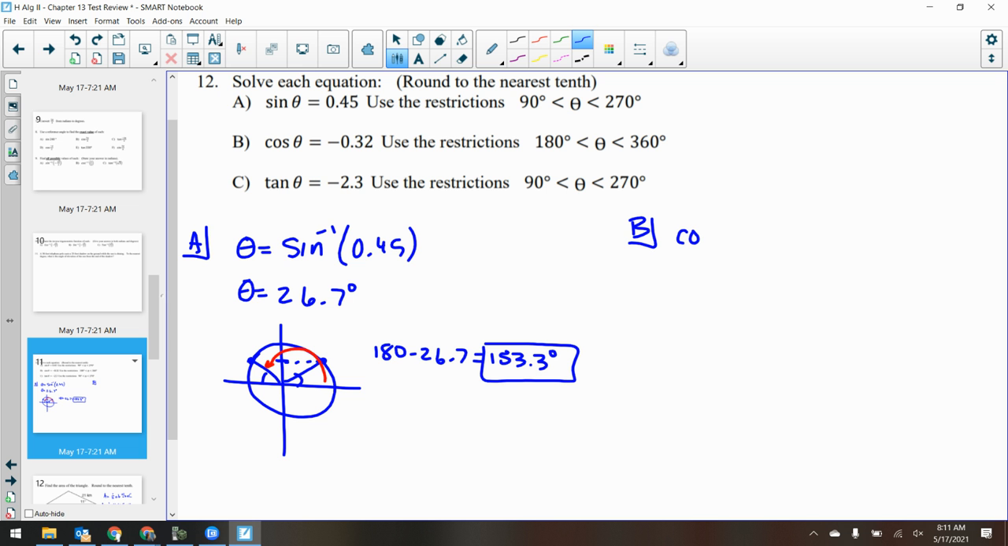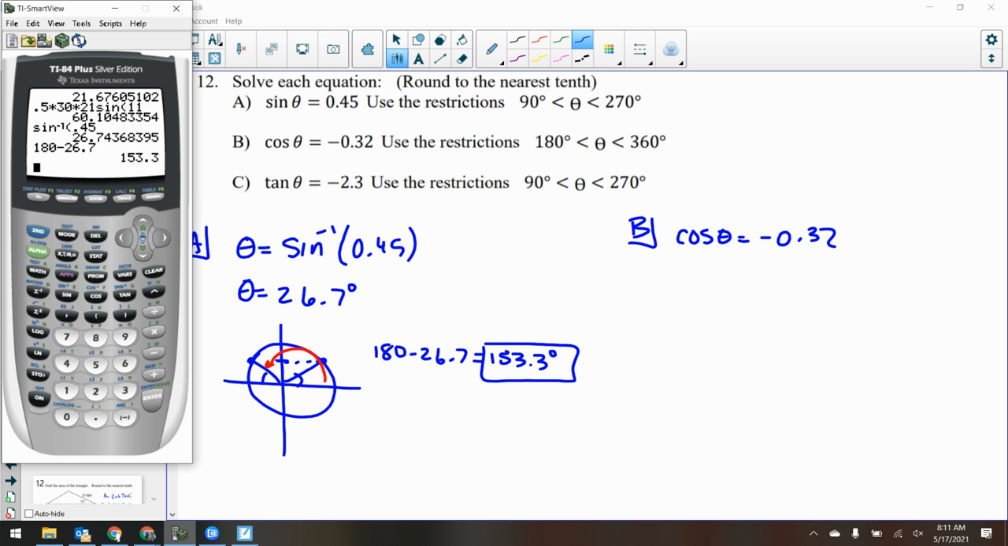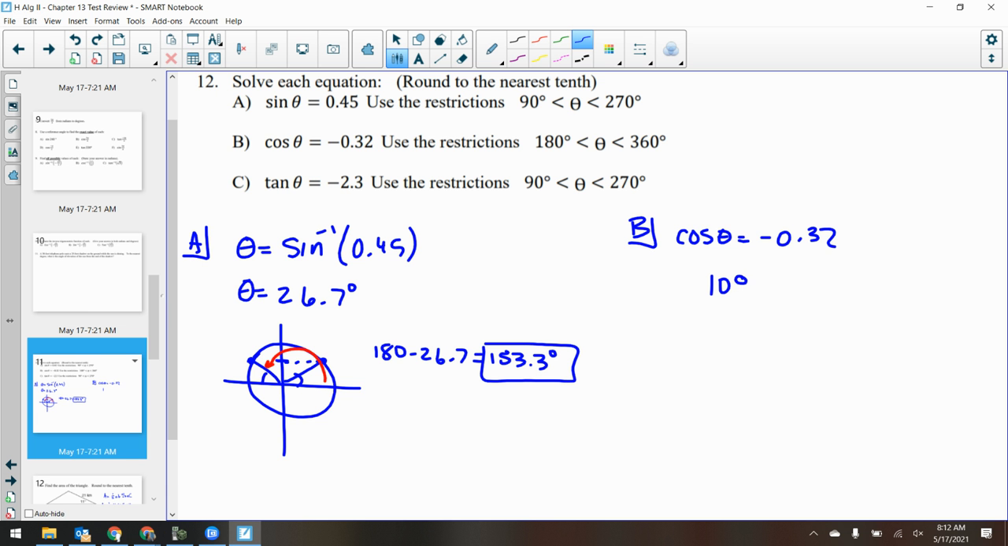Cosine theta is equal to negative 0.32. So theta is equal to inverse cosine of negative 0.32. So 108.7. Is that within my restriction? No. Okay. Then where is the other one with a cosine value of negative 0.32?